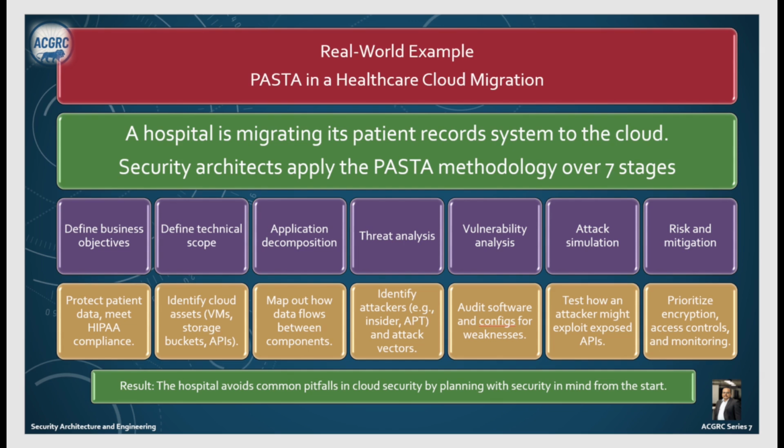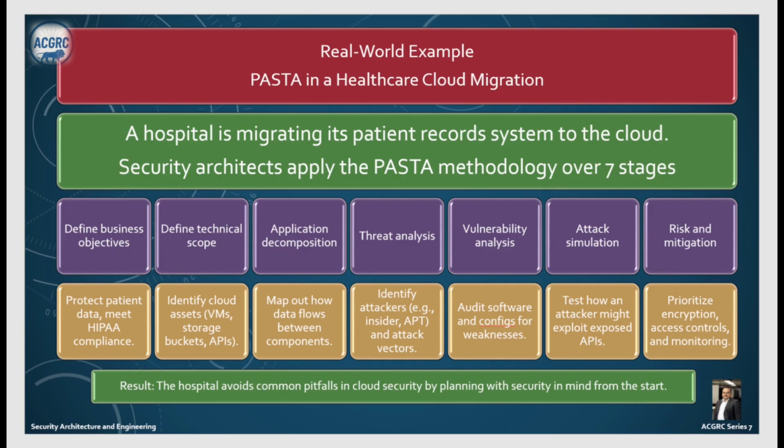What are the cloud assets? When it's about application decomposition, they map out how data flows between components. From a threat analysis perspective, they identify attackers and attack vectors. From a vulnerability analysis perspective, they audit software and configurations for weaknesses. From an attack simulation perspective, they test how an attacker might exploit exposed APIs. From a risk mitigation perspective, they prioritize encryption, access controls, and monitoring related items.